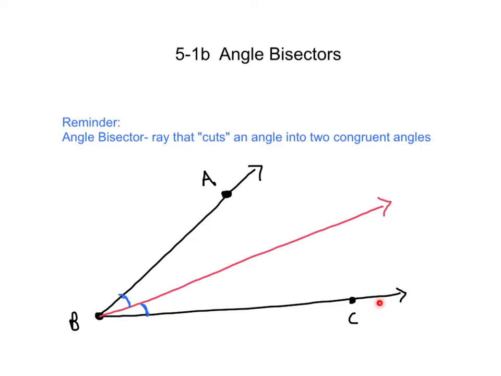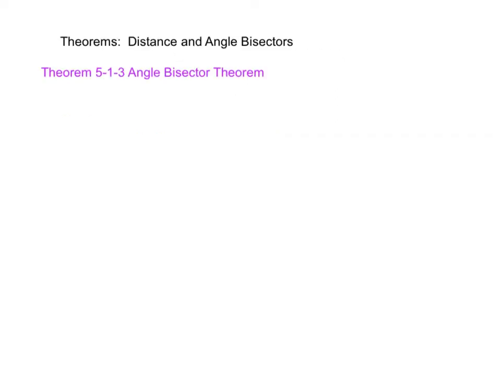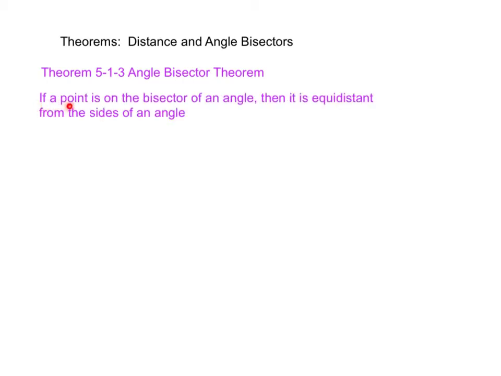We've got some theorems in 5-1 that deal with angle bisectors, similar to how we did with perpendicular bisectors. Theorem 5-1-3, the angle bisector theorem, says if a point is on the bisector of an angle, meaning the angle bisector, then it is equidistant, or the same length, from the sides of an angle.